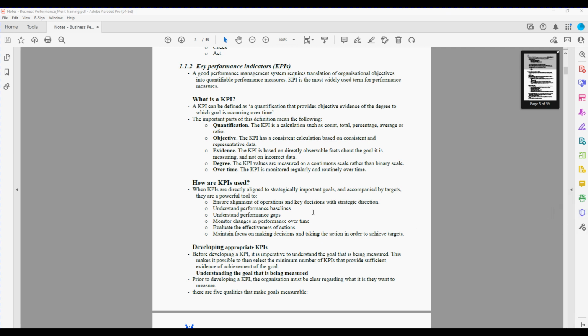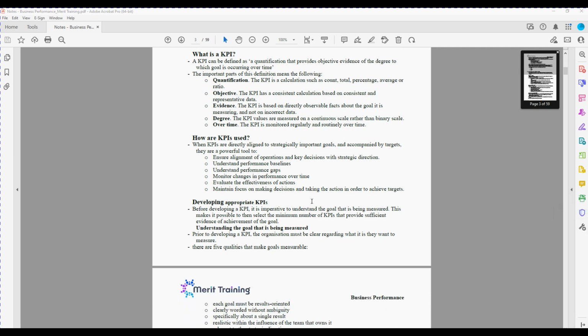So how are KPIs used? So KPIs are essentially aligned to your goals, and your goals are aligned to your strategy. So the KPIs are a powerful tool because when combined with targets, like for example, hitting a certain NPS, they enable companies to align operations, so the people actually pulling the levers in the business, with the key decisions of the strategic direction. They also allow us to understand the performance baselines, which is, what is normal in the business, what is it trending at, and also understanding the performance gaps.